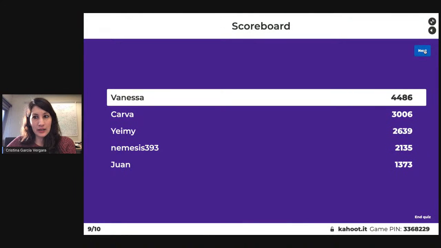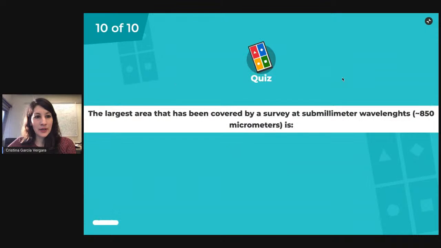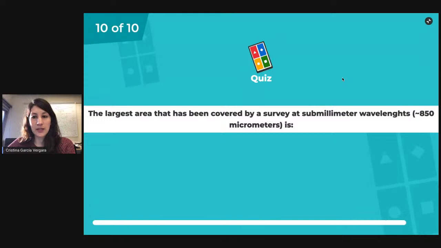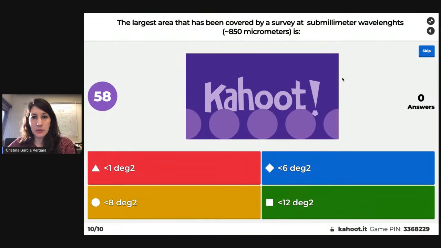Okay, and then the last question. The largest area that has been covered by a survey at submillimeter wavelengths at 850 micrometers is lower than 1 square degree, lower than 6 square degrees, lower than 8 square degrees, or lower than 12 square degrees.